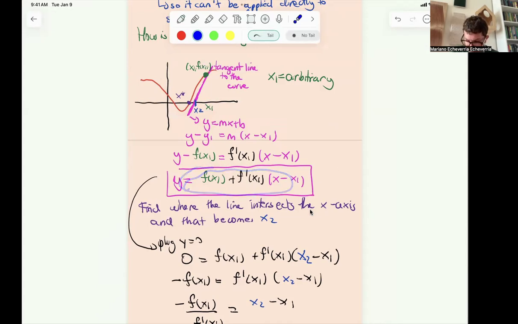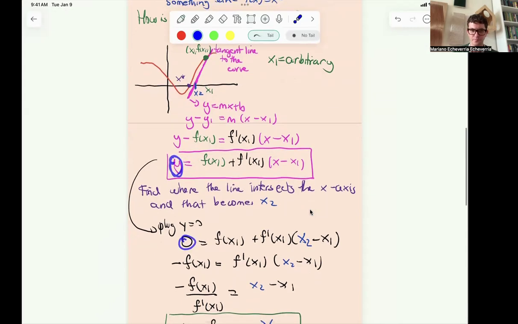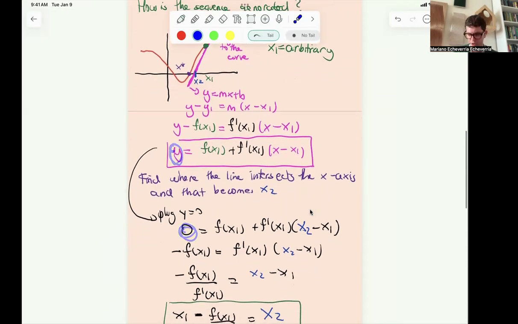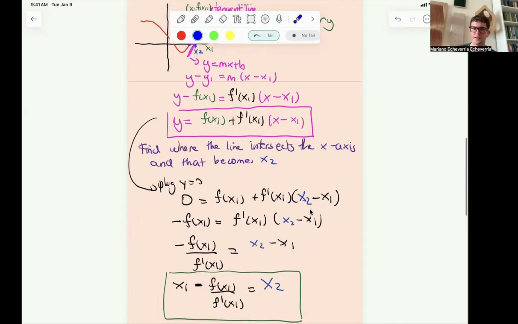Then you want to find the point where the tangent line crosses the x-axis. What does it mean for a line to cross the x-axis? It means that its y value should be 0. So you replace this with 0. So what I did was plug in 0 here, and that gives you an equation that I solve for x2. Because where this crosses the x-axis, that value for x is what I'm calling x2. So that gives me an equation that x2 must satisfy.